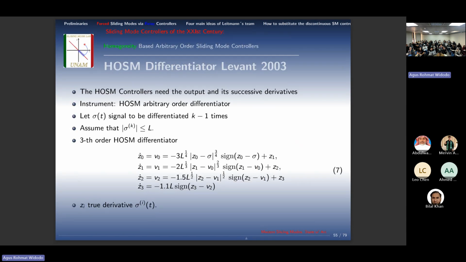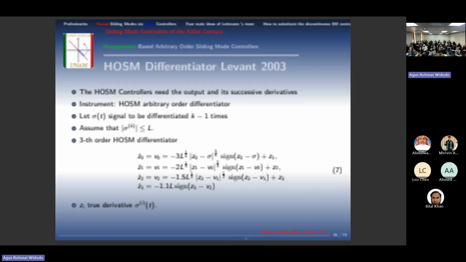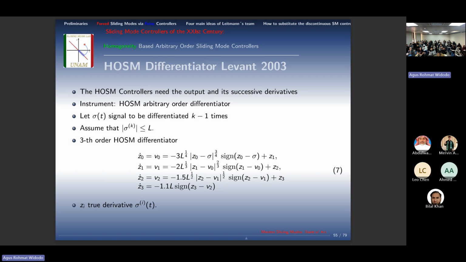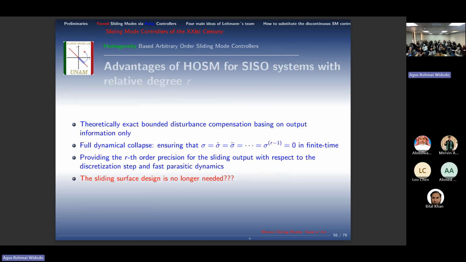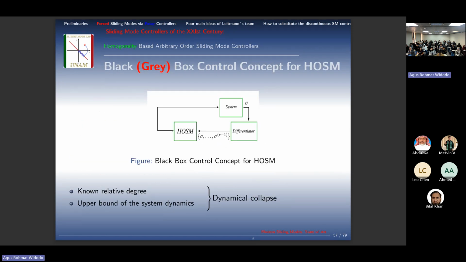The same has been done with observers. Here, to realize it, you need derivatives. And here, in the same way, we've done differentiators. And finally, you are able to construct the controller of arbitrary relative degree.